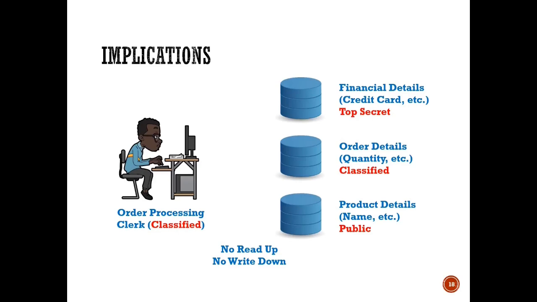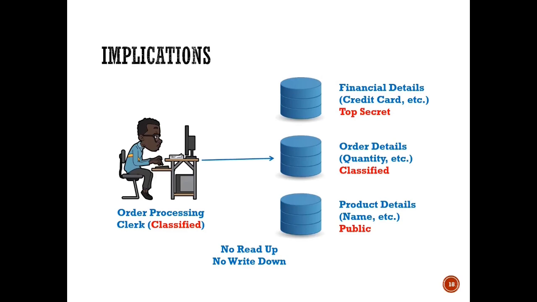So what does that mean in practice? Well, let's apply the requirement of no read up, no write down to an order processing system. Here's Dave on the left. He is an order processing clerk that takes orders over the phone from customers. Order processing requires access to 3 systems on the right, which includes the financial database, which is classified as top secret, because there are laws governing the storage of financial data. Also the order details database that stores records of customer orders, which is classified. And finally the product database, which is public and can be accessed by anyone over the internet.